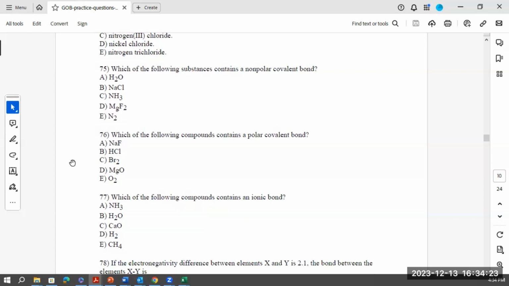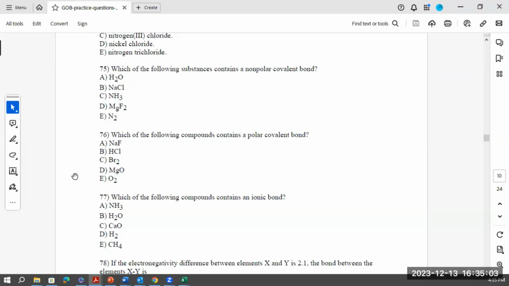So which of the following substances contain a nonpolar covalent bond? A, water. B, sodium chloride. D, ammonia. E, magnesium fluoride. E, nitrogen. Nitrogen. So nitrogen, we know that nitrogen is going to be nonpolar. Polar basically means that one is pulling more than the other. But if they're evenly shared, they're like twins sharing.